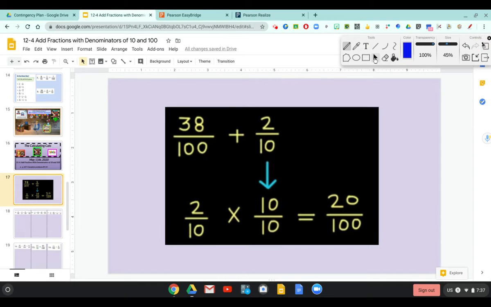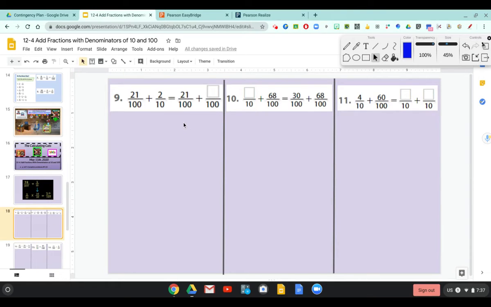And I want you to open up your packets and let's take a look at numbers 9, 10, and 11. I'm going to model number 9 for you, and then I want you to pause the video and try numbers 10 and 11, and then we will go over them. So here for number 9, they've got 20 100ths plus 2 tenths.